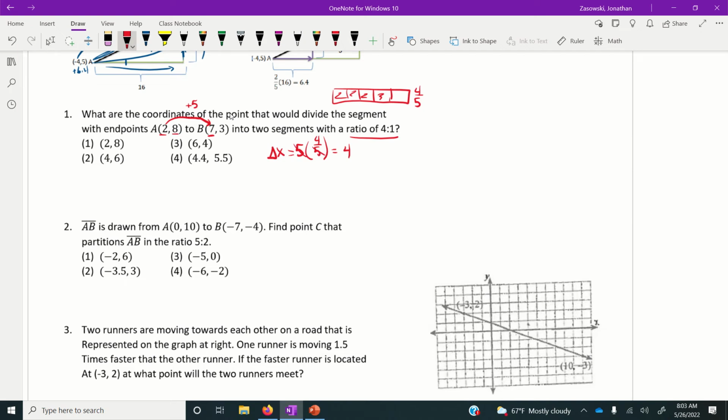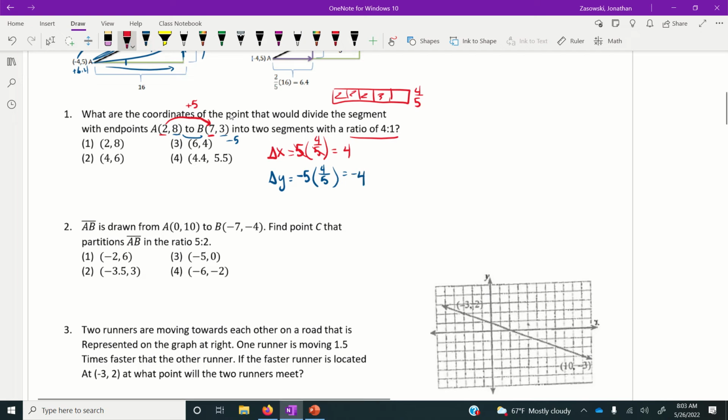And then the change in y is going from 8 to 3. We'll do this in a different color here just so we can keep track. All right, how do we get from 8 to 3? We have to subtract 5. So the change in y is going to be -5, and we're going to multiply this times 4/5. So that's -20 divided by 5, which is -4.